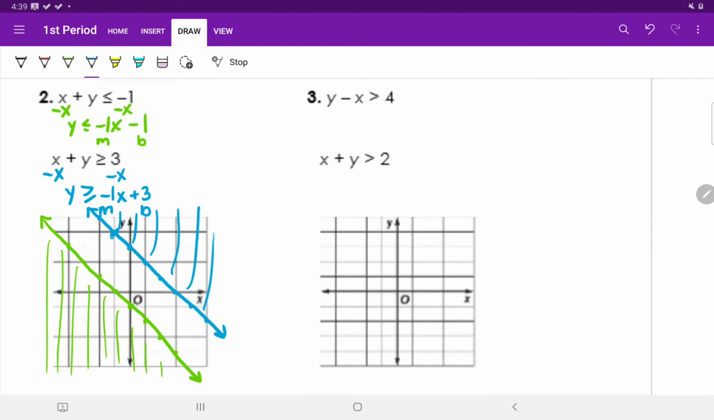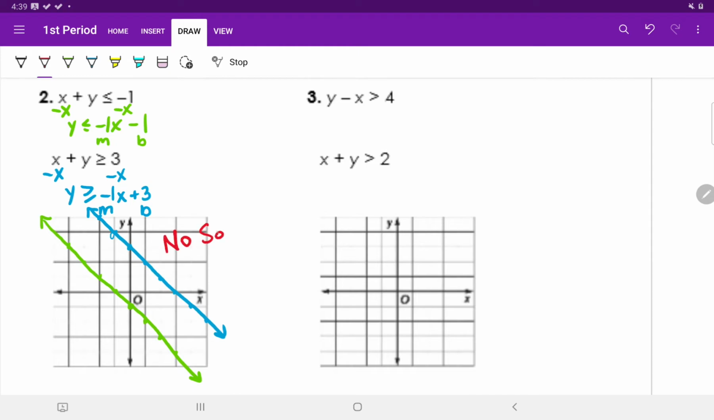Remember, the solution to a system is the region that contains shading for both lines, but the shading on these two lines doesn't actually cross each other, so these are not solutions, and these are not solutions. This is a strange example. We haven't seen one quite like this before. There are no solutions to this system. There's no shaded region that satisfies both of the inequalities.